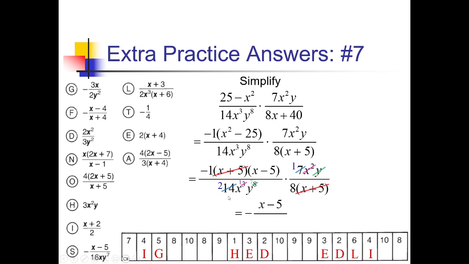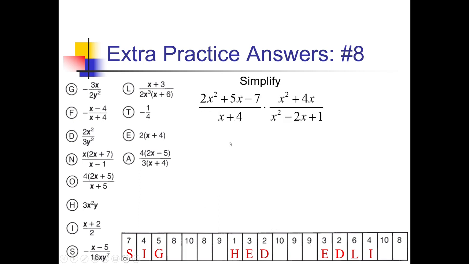For the denominator, I have this 2, an x. We also have a y to the 7th. We also have an 8. So 2 times 8, that's going to give me 16. And then again, we had the x and the y to the 7th. So negative x minus 5 over 16xy to the 7th. That's down here in the lower corner. So that's S, which goes in spot 7. So there's a 7. And it looks like that's it for 7s. So on we go to number 8.